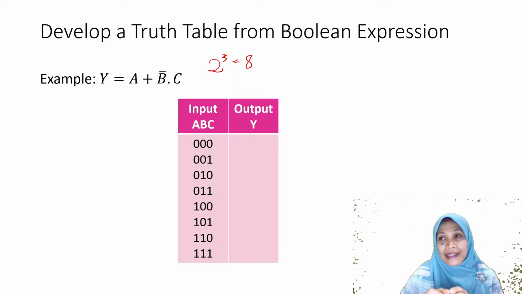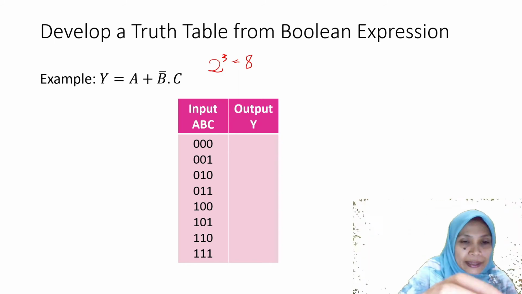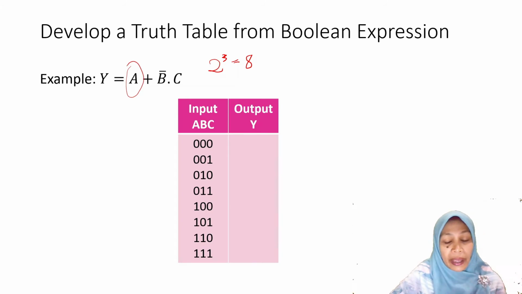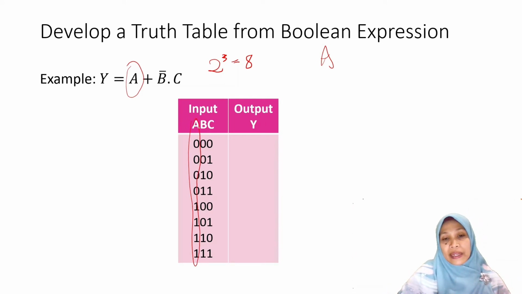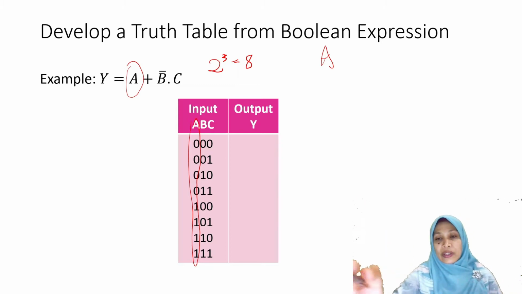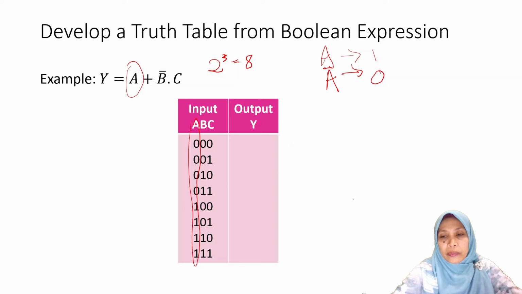I will teach you the express way how to write down the output. All right. Okay, first look at the first term of the equation Y. So we have A. Okay, this column represents input A, the second column represents input B, and the third column represents input C. Okay, we go back to the A. If the equation uses A, it means that in the table we use value 1. If the equation uses A bar, it means that in the table we use bit 0.